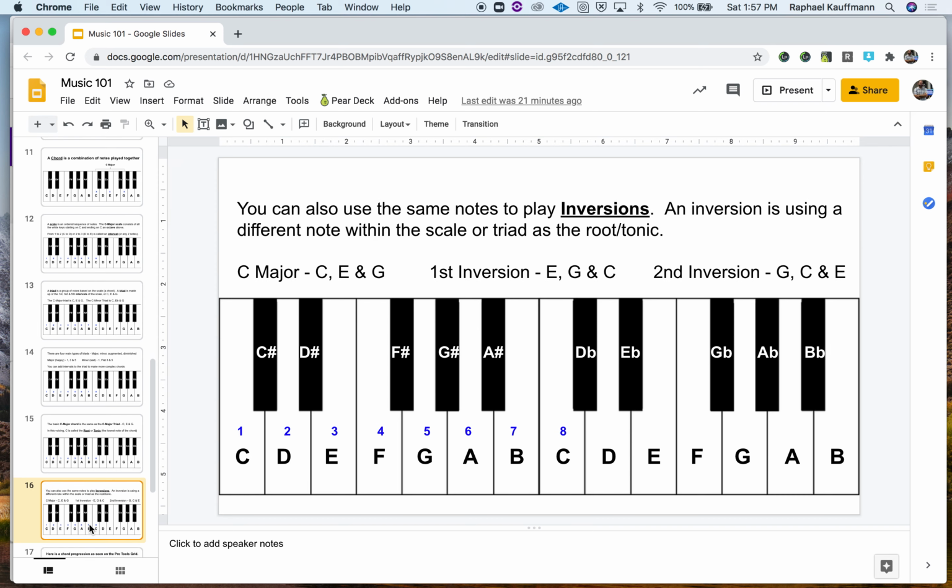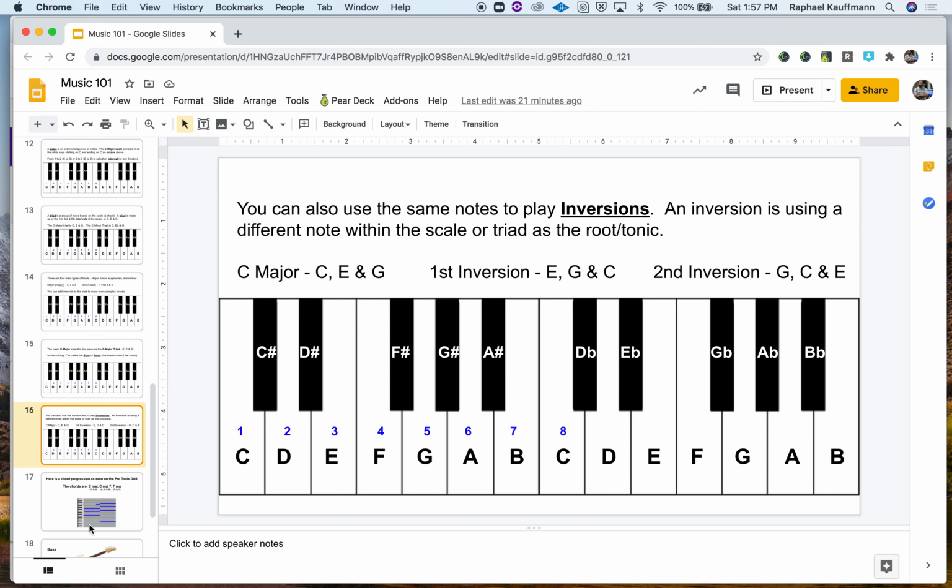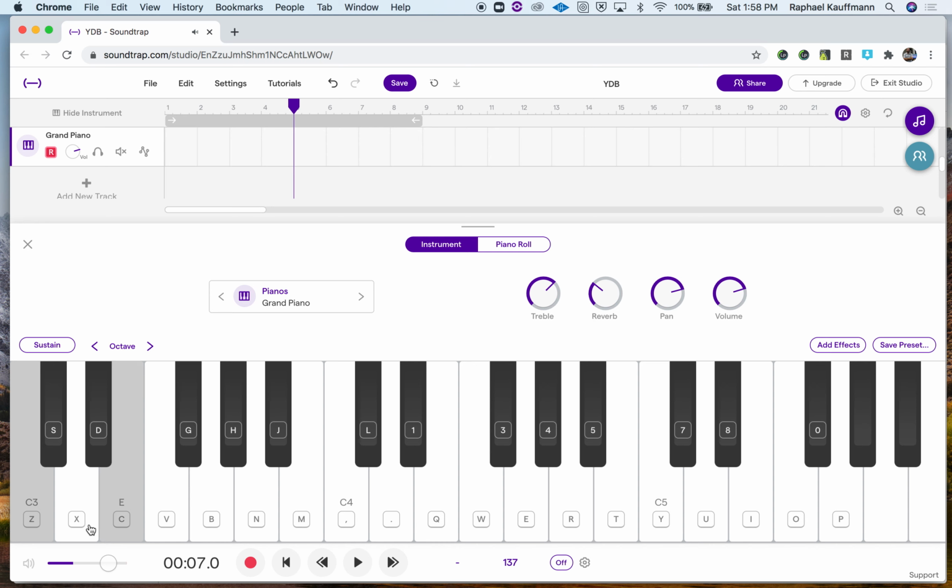What I want to get to is the idea of what are called inversions. And this is probably more than we really need to know right now, but why not? I think it's really the last slide in the piano series. If you're playing C major, it's C, E, G. I'm going to play it. Okay, let's do this so you can see the notes in Soundtrap.